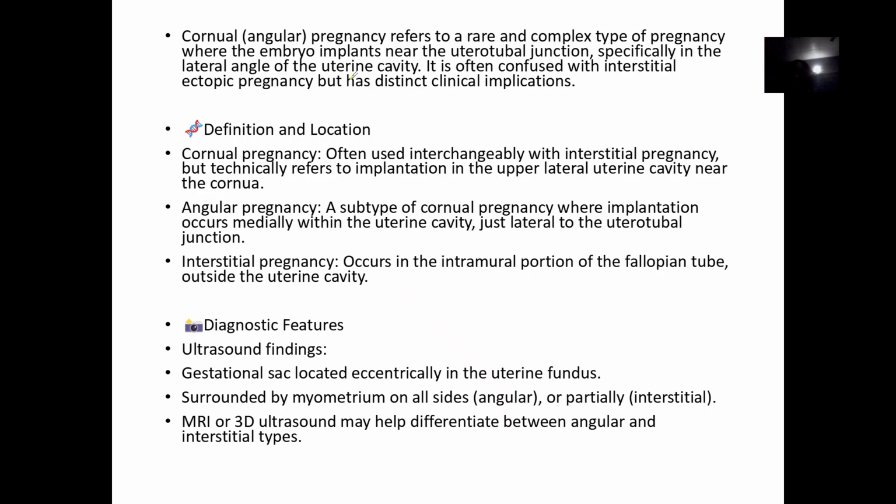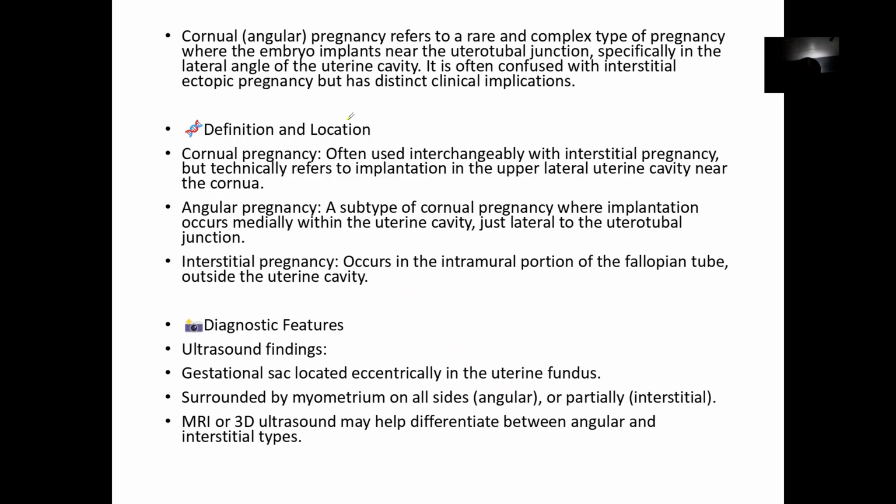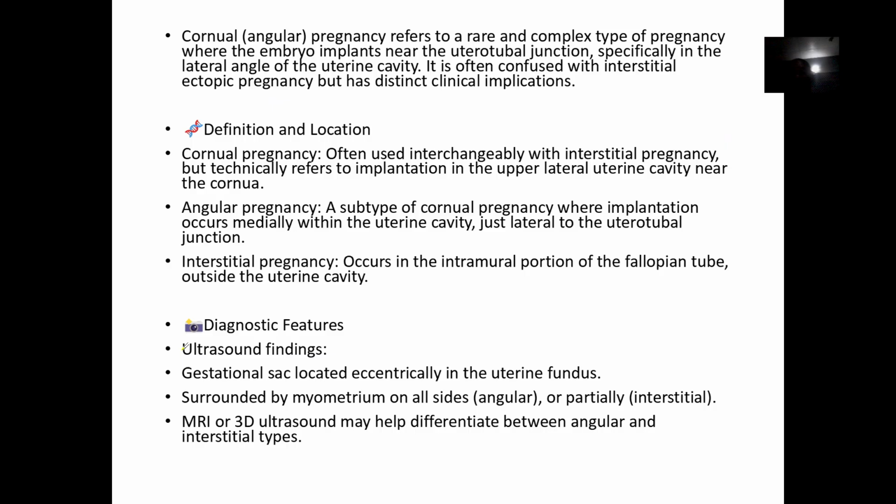So the angle is what we call the angular. It just refers to a rare, complex type of pregnancy. In this one, the embryo implants near the uterotubal junction, where the fallopian tube comes to join with the uterus. We call that the uterotubal junction, especially in the lateral angle of the uterine cavity. So it's often confused with interstitial ectopic pregnancy, but cornual is quite distinct, you can just know it.